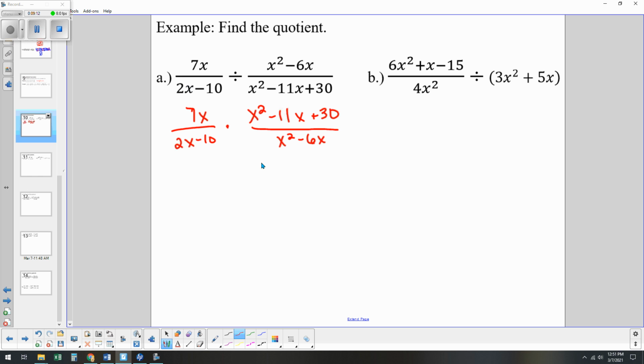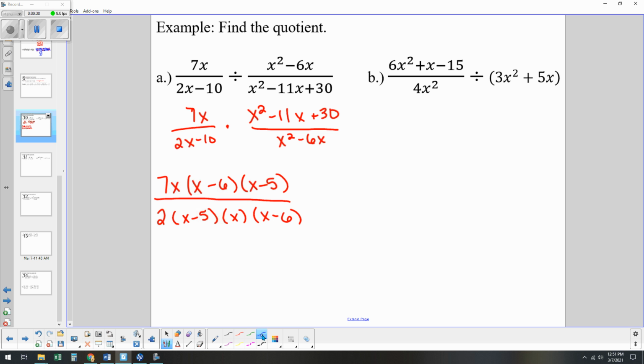Now I'm going to focus on factoring each one. So the top, 7x, nothing does. 30 multiplies, 30 adds to negative 11, is x minus 6, x minus 5. My bottom, there's a GCF here. 2 comes out, and I'm left with x minus 5. And then there's another GCF here. That's an x. And if I take this, x minus 6. So we have x minus 6 that can cancel, x minus 5 that can cancel, and x with x. So I'm actually left with 7 over 2.